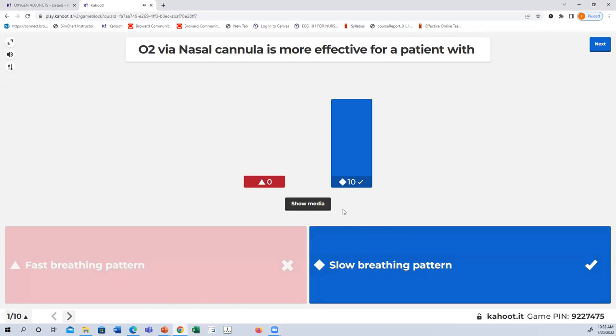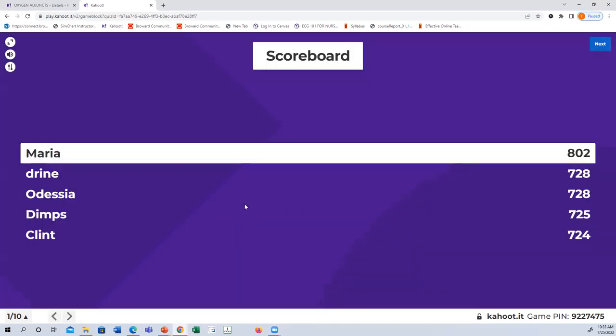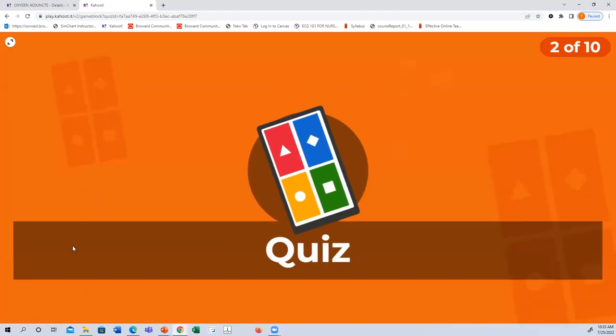Okay, so the question was, oxygen via nasal cannula is more effective for a patient with, and the answer is the slow breathing pattern. And all of you seem to have gotten that correctly, but the one that responded the fastest was Maria, followed by Drine, Odisha, Dimps, and Clint. Congratulations.